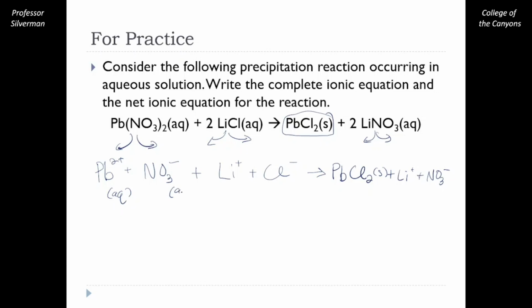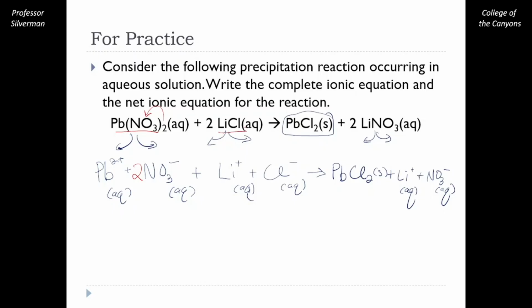Don't forget to include your phases for everything. I know it's a lot of writing, but this is part of it. And lastly, since our reaction was balanced to begin with, let's make sure that it stays balanced. In lead nitrate, lead 2 nitrate, how many leads did we have? Well, just one. How many nitrates did we have? Oh, that subscript will turn into a coefficient.